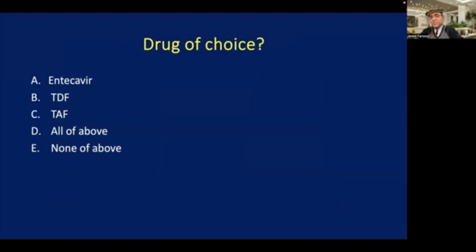So what should be the drug of choice? You want to start the patient on oral drugs. A, entecavir. B, TDF. C, TAF. D, any of the above. Yeah, all of the above can be started. E, none of the above. Write down your option and see what's the drug of choice. Answer is all of the above. You can start either entecavir, TDF, or TAF. Any one of the above, you can start the patient on treatment.